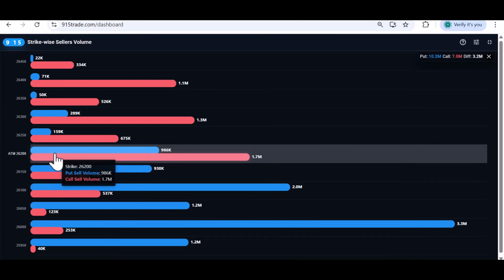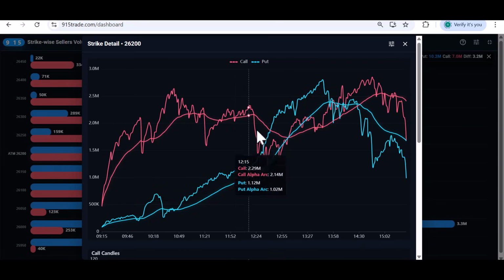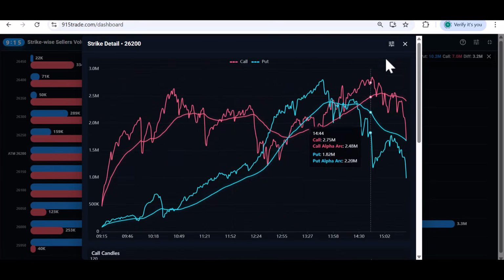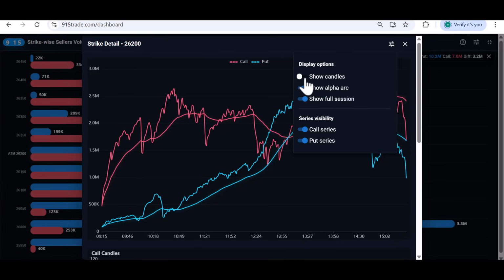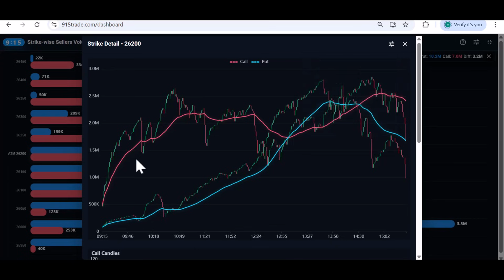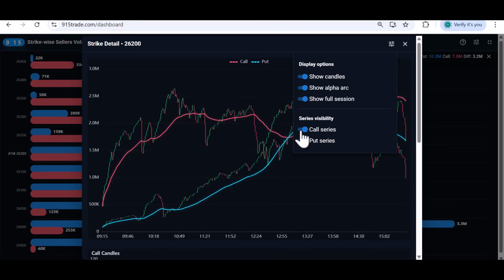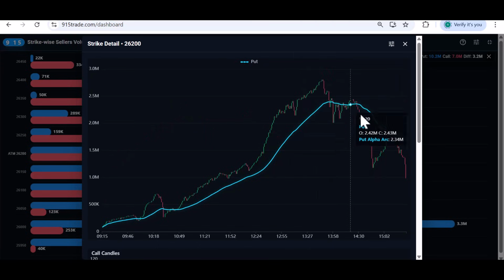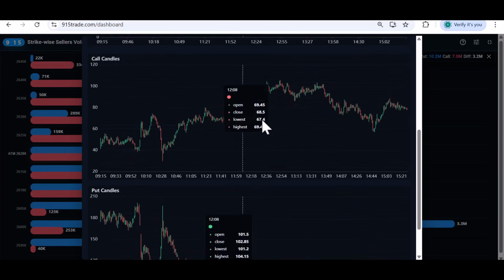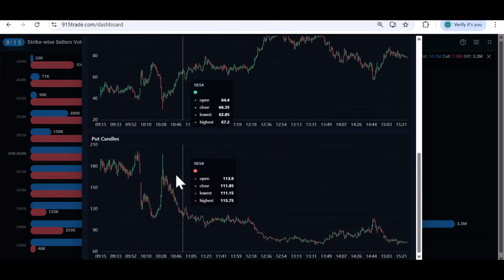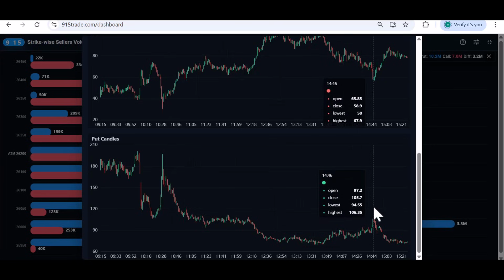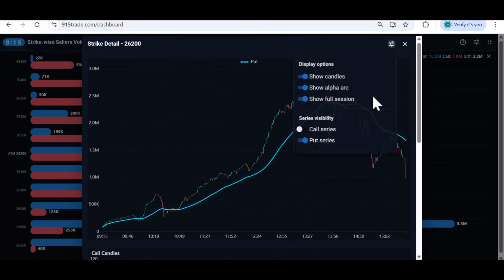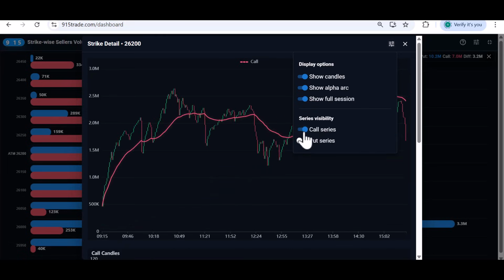Just click any bar and boom, a pop-up opens showing the cumulative call seller and put seller volume lines for that exact strike throughout the day. You can literally watch how the heavy volume was added or unwound minute by minute. Green candle means sellers increasing. Red candle means sellers exiting that particular strike. There's also a mini price chart inside, so you can see exactly how price reacted every time sellers piled in or backed off. This is pure options flow, made dead simple.